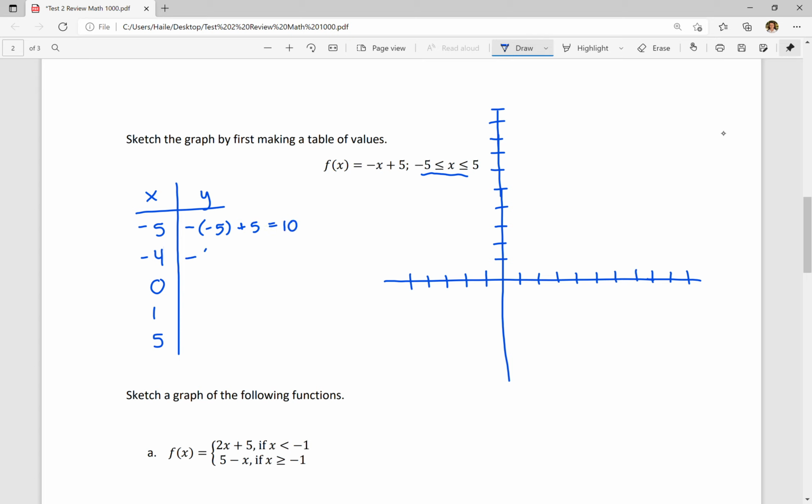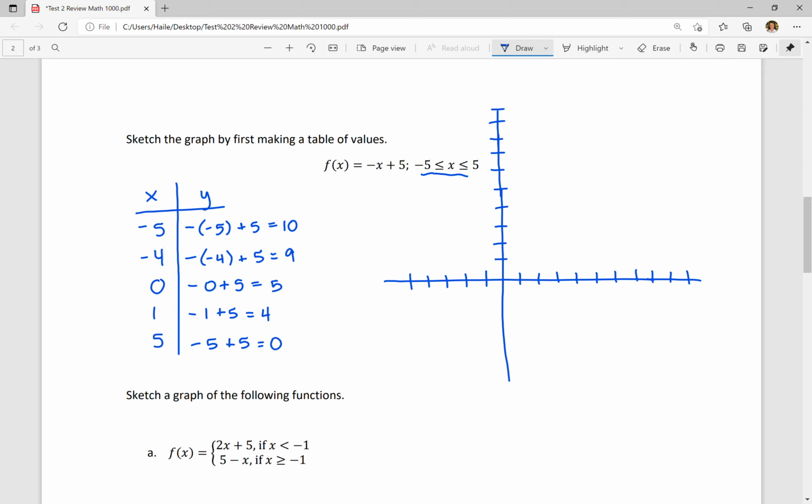For -4, we have -(-4) plus 5, which is equal to 9. For 0, we have -0 plus 5, which is equal to 5. For 1, we have -1 plus 5, which is equal to 4. And for 5, we have -5 plus 5, which is equal to 0.